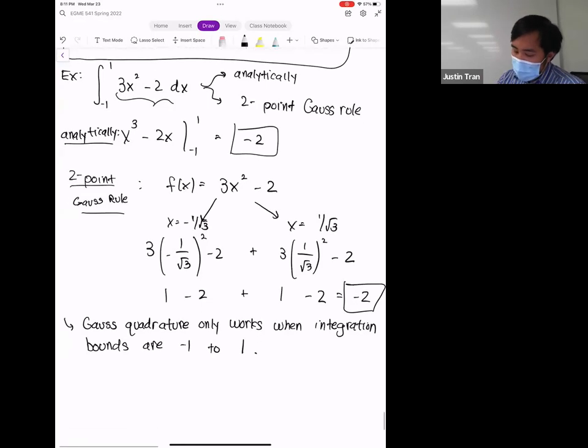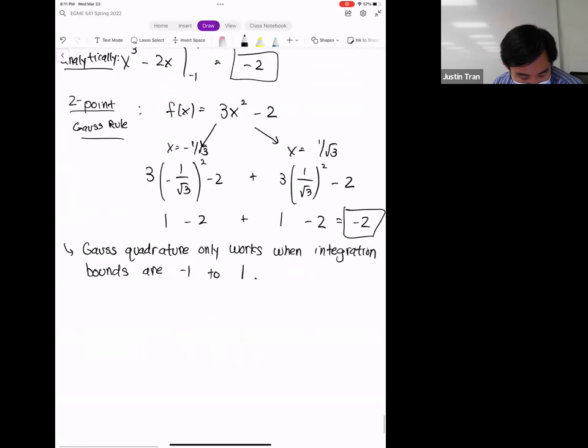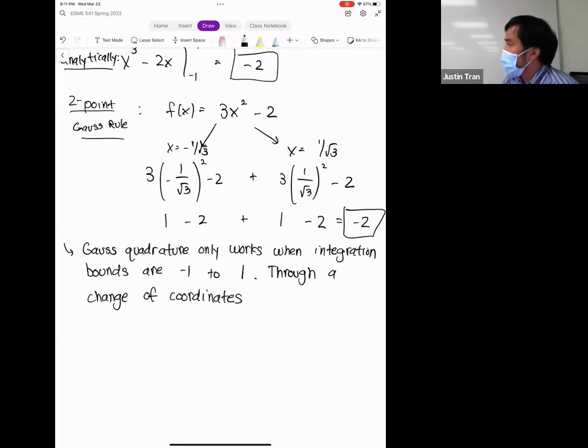Okay? The good news is that you could take any integral and you can actually transform it to have any bounds that you want. Okay? And so that technique is called the change of coordinates. Okay. And so through a change of coordinates, we can take any integration bound and transform them into -1 to 1.